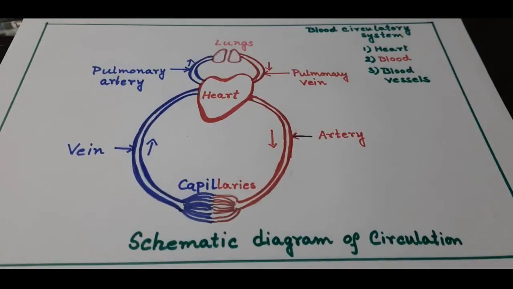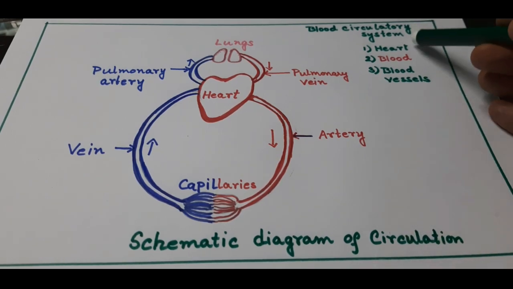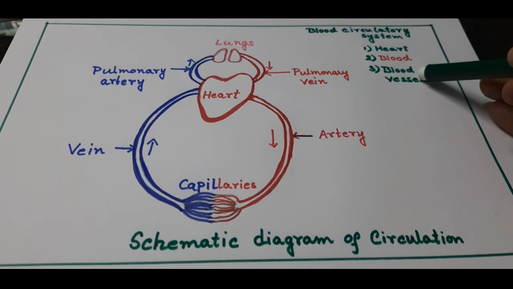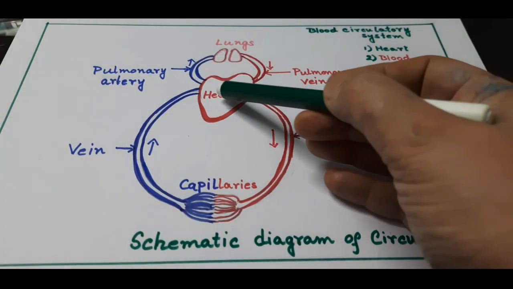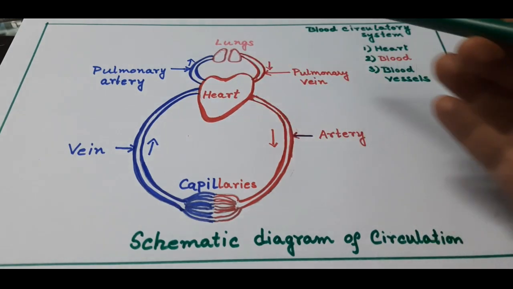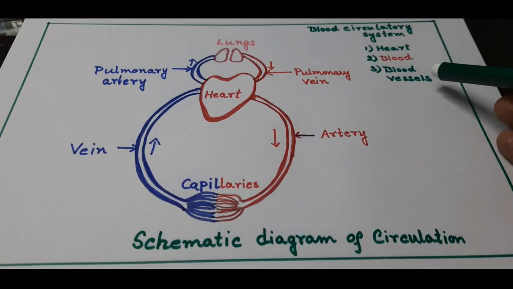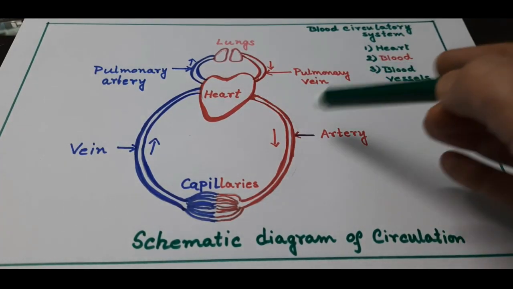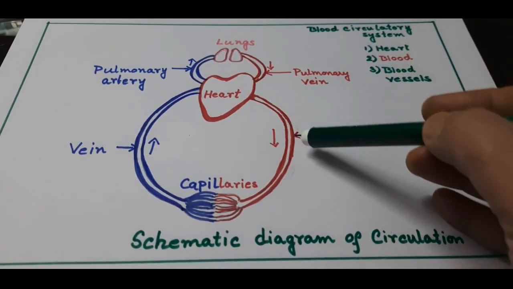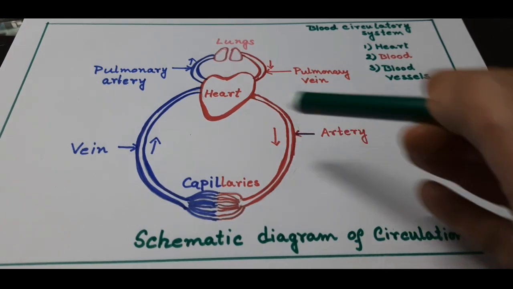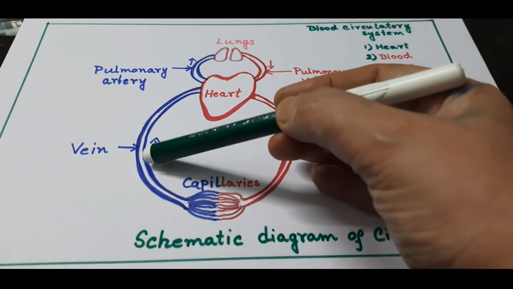Now we will discuss how blood is circulated in our body. Here you see I have drawn a schematic diagram of circulation. Our blood circulatory system is composed of heart, blood and blood vessels. Heart is the pumping organ. Here I have drawn, this is the heart. Blood is the fluid which flows through the blood vessels. So the blood vessels are arteries and veins. This I have drawn with red, that is artery, and which I have drawn with blue, that is vein.